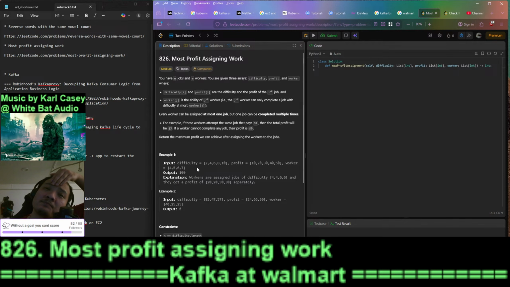Okay, so first, for every worker, we have to find the difficulty, right? So for each worker we bisect left, which is, no, bisect right, right?